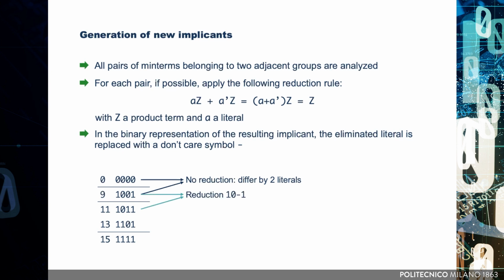Next, we consider the pair 9 and 11. These differ in only 1 bit in the same position, specifically the 3rd bit in their binary string. Therefore, we can generate a new implicant with binary representation 1, 0, don't care, 1.